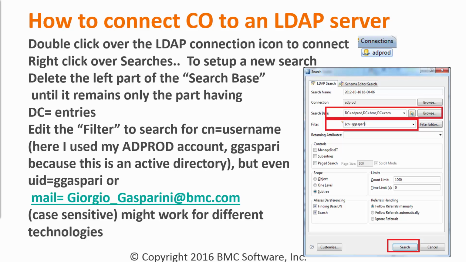You need to know the search base is filled automatically, and then you need to search for something. For example, CN username. Here in the example, I'm searching for my company account. Depending on the technology, so if this is an Active Directory or OpenLDAP or something different, you might need to search for UID or mail or something in order to find the position in the tree where the users are located. Alternatively, you can ask the LDAP admin.